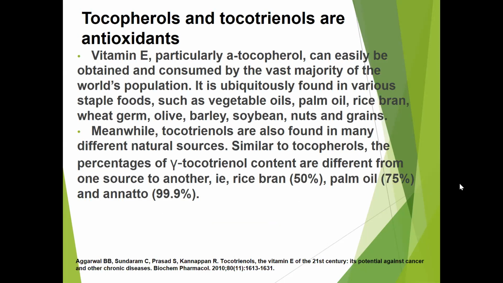Vitamin E, particularly tocopherol, can easily be obtained and consumed by the vast majority of the world's populations. It is ubiquitously found in various staple foods, such as vegetable oil, palm oil, rice bran, wheat germ, olive, barley, soybean, nuts, and grains. Meanwhile, the tocotrienols are also found in many different natural sources. Similar to tocopherols, the percentage of gamma tocotrienol differs from one source to another: rice bran, palm oil, and annatto.